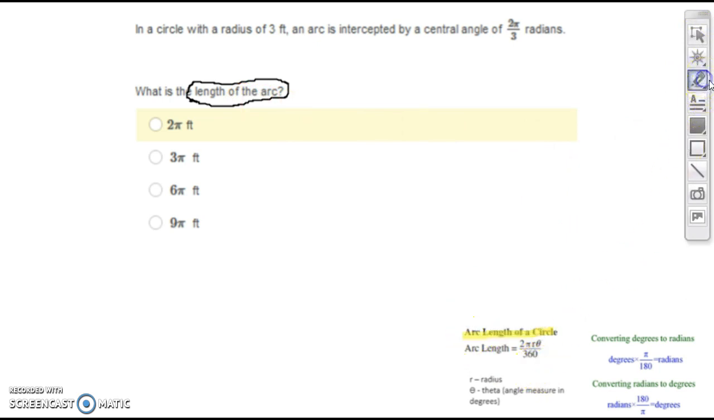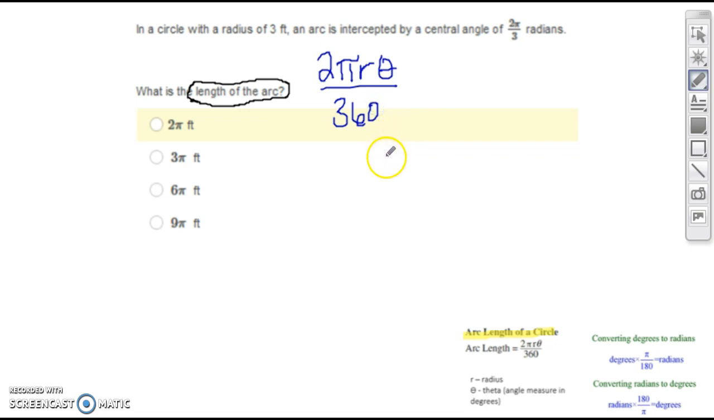Alright. So I'm going to use, and again, the OHS is going to teach you a different way. So if you don't love this method, check out the OHS. It's got another method for you. But I'm going to use the formula from my formula sheet. 2 pi r theta over 360.